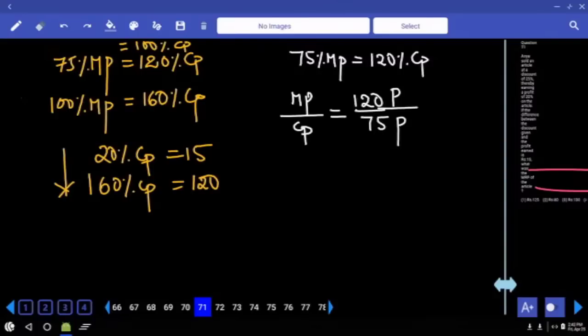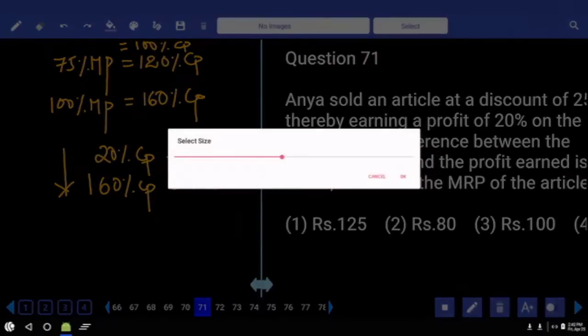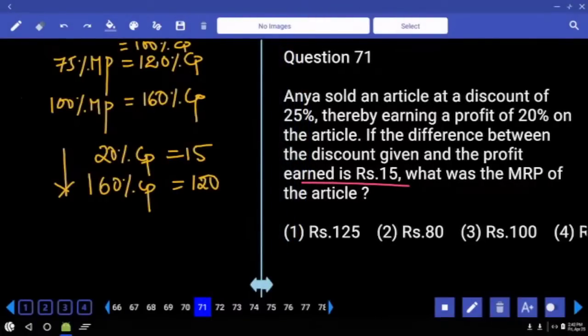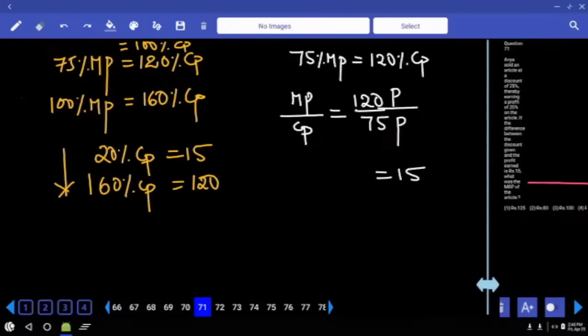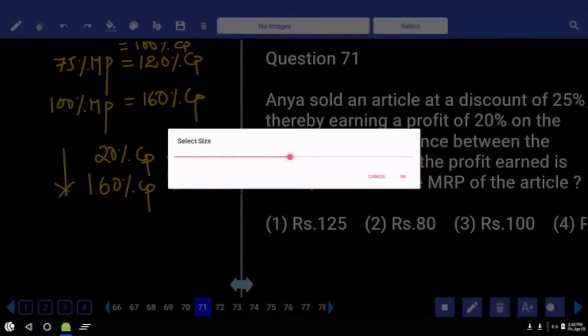Now, what is 15 rupees called? What is 15 rupees called? It is not profit. Who told you it is profit? What is the 15 rupees? Difference between discount and profit, right? Discount. How much percent discount? What was given in the question?